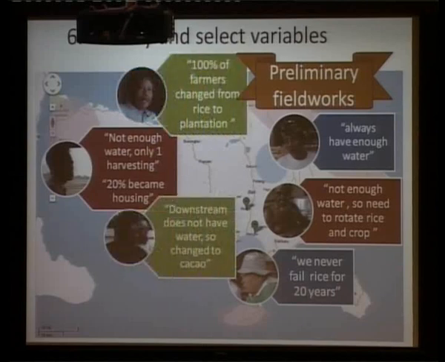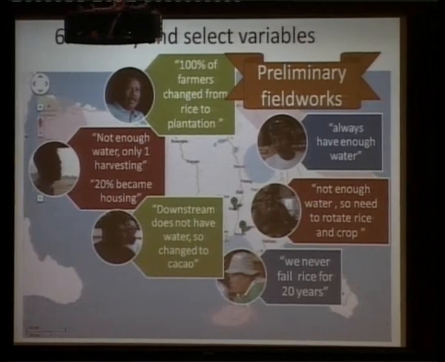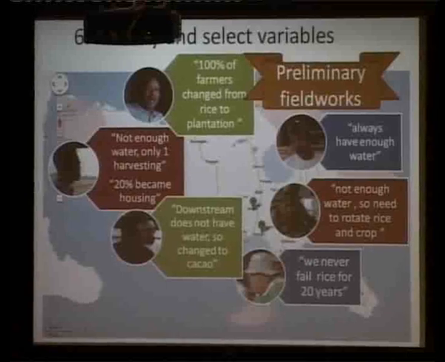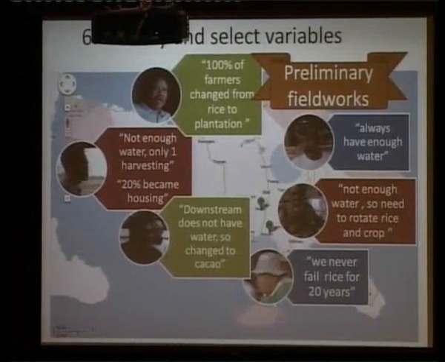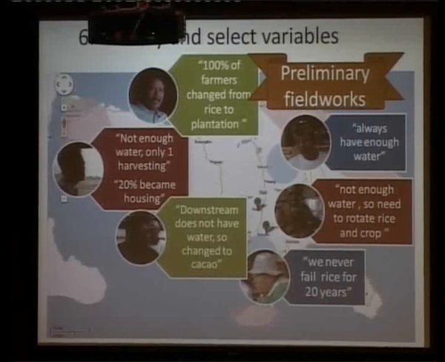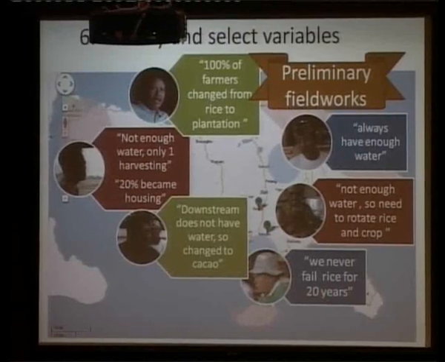Then in some other area, some people said 100% of farmers changed from rice to plantation. But this area is not because of the water, but because of some other market opportunity for cacao, or land becoming more expensive. Then another guy said, downstream does not have water, so change it to the cacao. So from this we can have some implication.